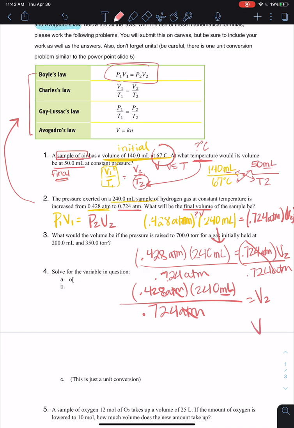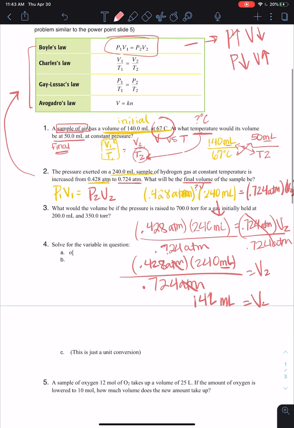So you put this in your calculator. You say on the numerator 0.428 times 240, and on the denominator, you put 0.724. And it gives you 142-ish milliliters, okay? And so again, we're going to check to make sure this makes sense. Pressure and volume are actually inversely related, so as one increases, the other one should decrease and vice versa.